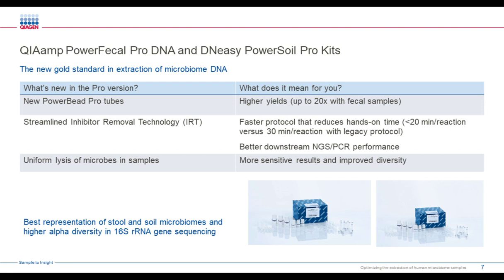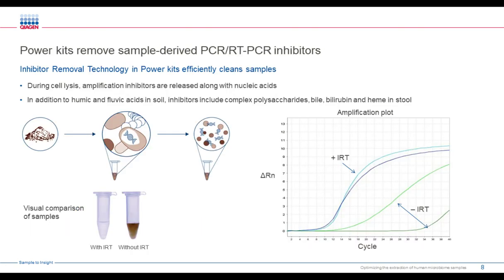We've streamlined our inhibitor removal technology. As I mentioned, that's also highly critical. And the new IRT is faster, removes more inhibitors, providing a better downstream NGS PCR performance. And then the last point is, again, associated with these new PowerBead Pro tubes and the new lysis chemistry that we've implemented, is that we get a better lysis of the microbes in the sample, more uniform, and a higher detection of more species than previous. So we really do believe that these Pro kits provide a new gold standard and give you the best representation of stool and soil microbiomes.